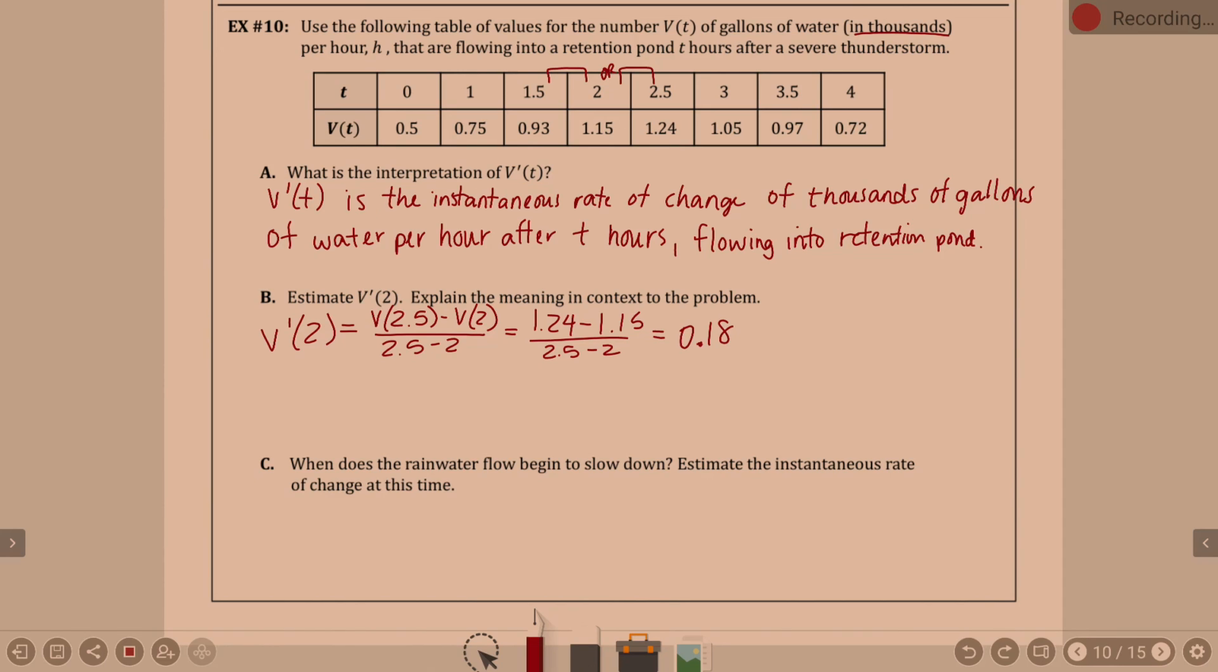So we got almost everything done. When does the rainwater flow begin to slow down? Estimate the instantaneous rate of change for this time. That would be looking at 3.5, increasing, between 3 and 3.5, right there, yes. Okay, that would be where it would start slowing down.